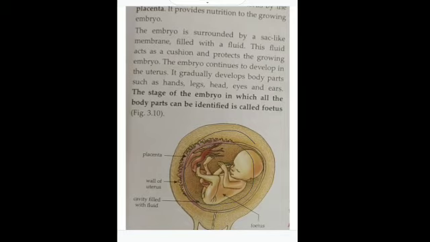It is 280 days or 9 months. That is the period from fertilization of the egg till the birth of the baby. This is called the gestation period. And when the fetus is fully developed, what happens?